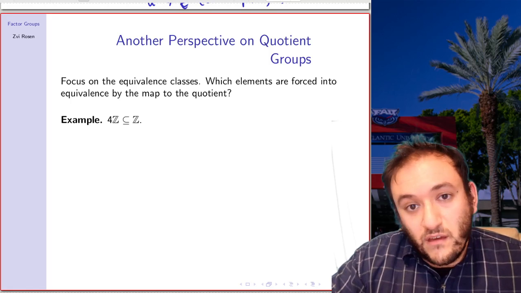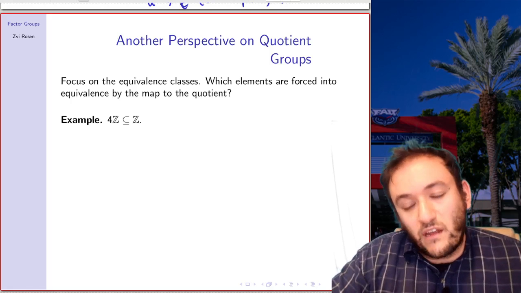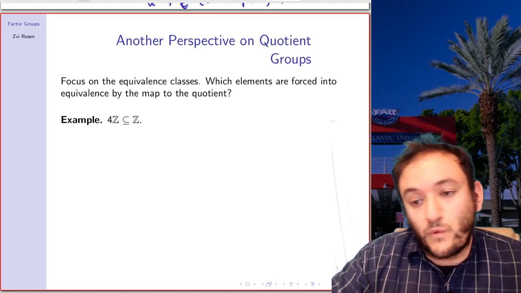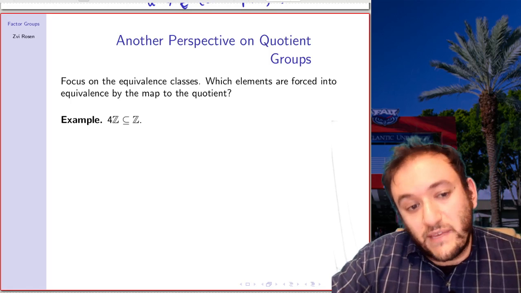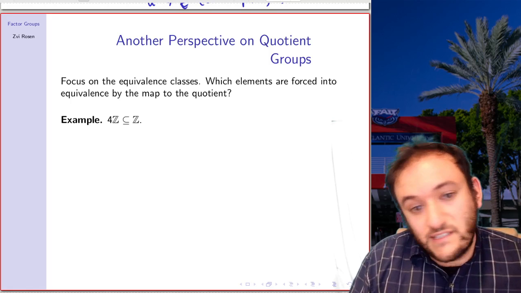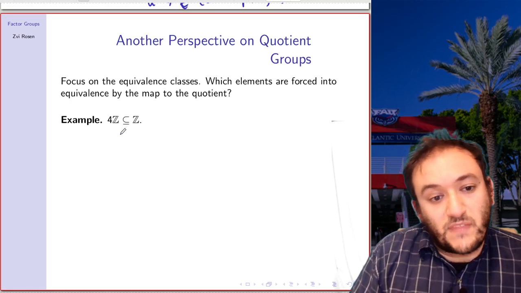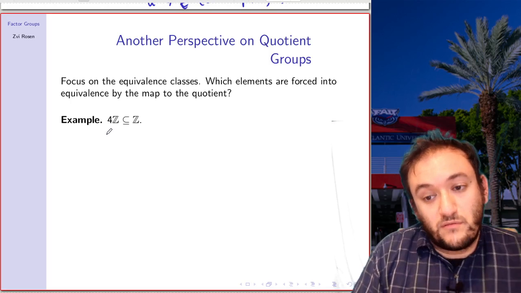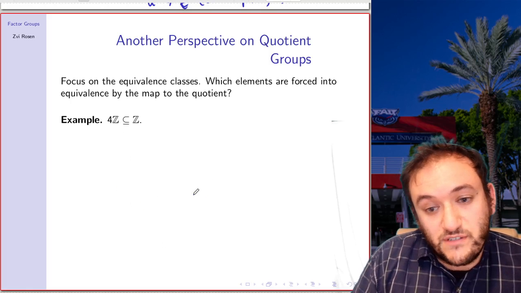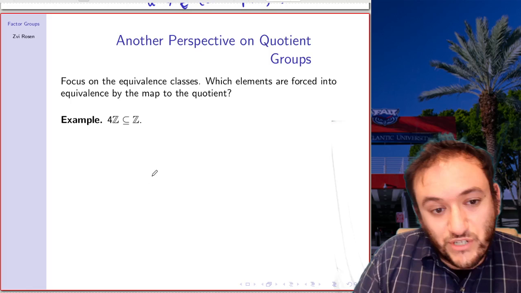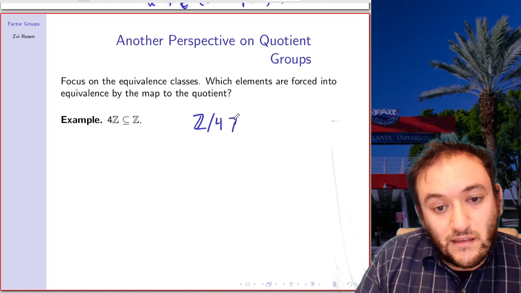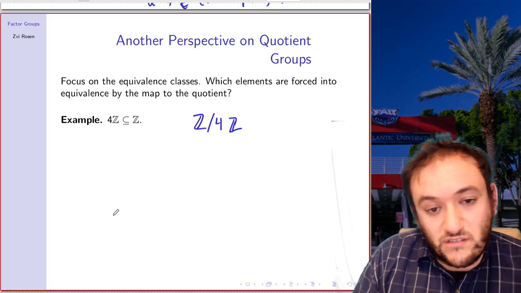Okay, now before we finish up, we'll look at another perspective on quotient groups. And this perspective is to focus on the equivalence classes. Which elements are forced into equivalence by the map to the quotient? So for instance, if we're looking at the subgroup 4Z, so these are the multiples of 4, as a subgroup of the integers, we can think of the quotient group Z mod 4Z as cosets that are now forced to be identified.